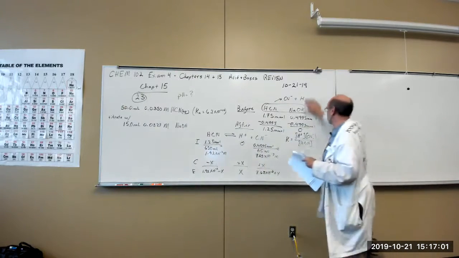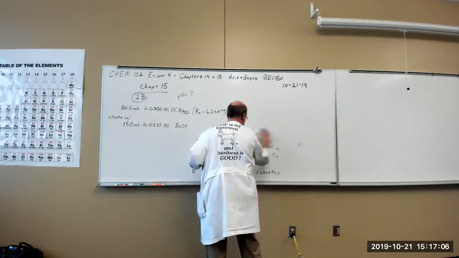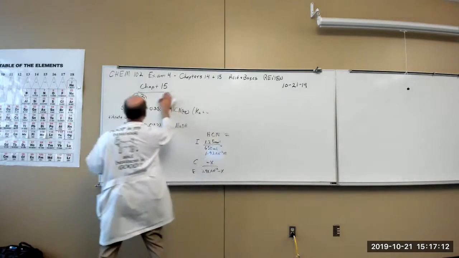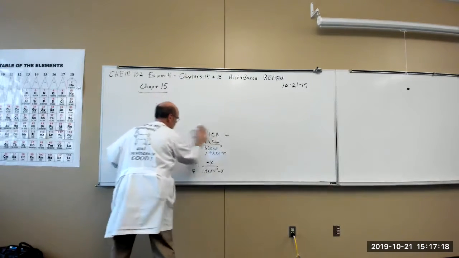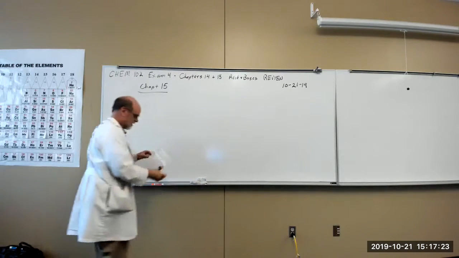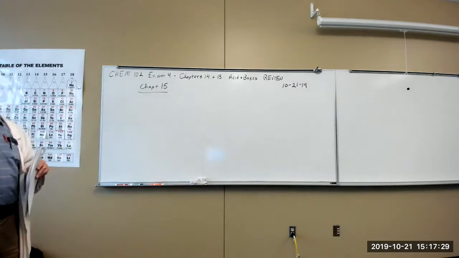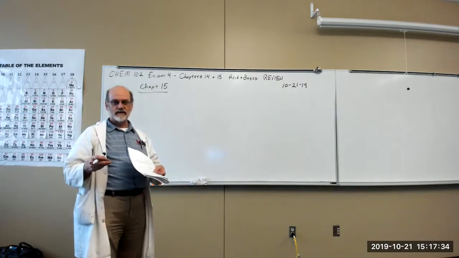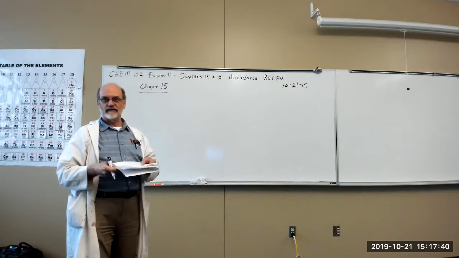What's the purpose of an indicator anyway? No idea? Just to make pretty colors? The purpose of an indicator is to tell you when you've reached the equivalence point. The equivalence point is a particular pH, and if you've got an indicator that will change color at that pH, you've got a good indicator. Right?